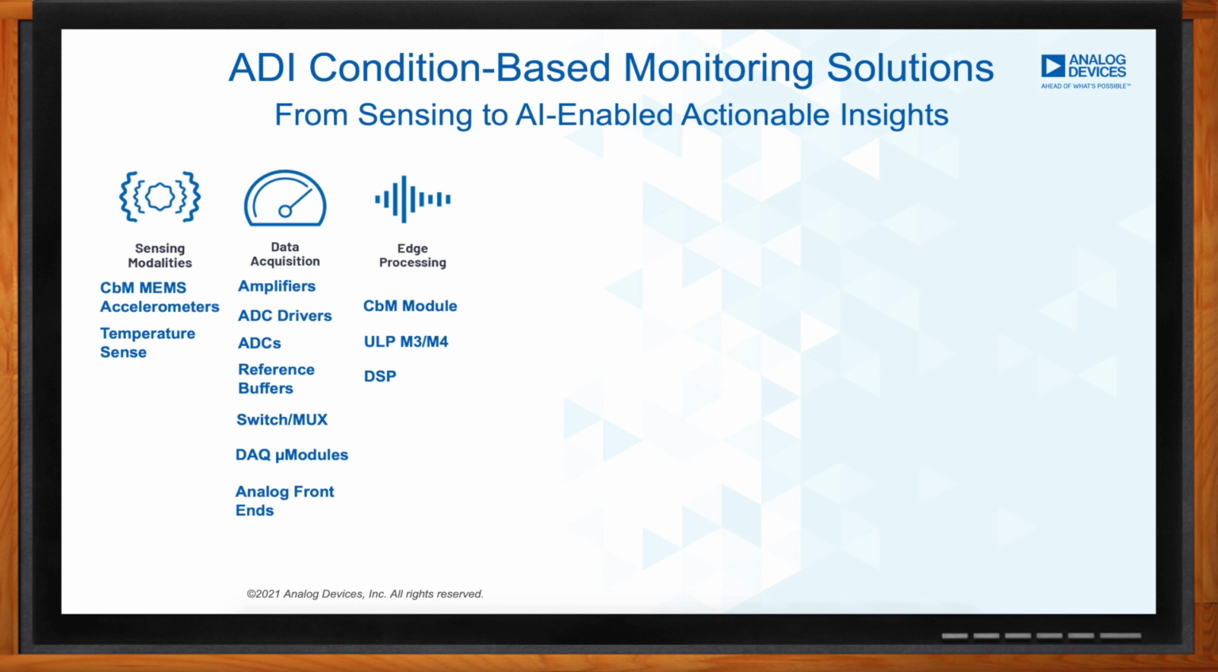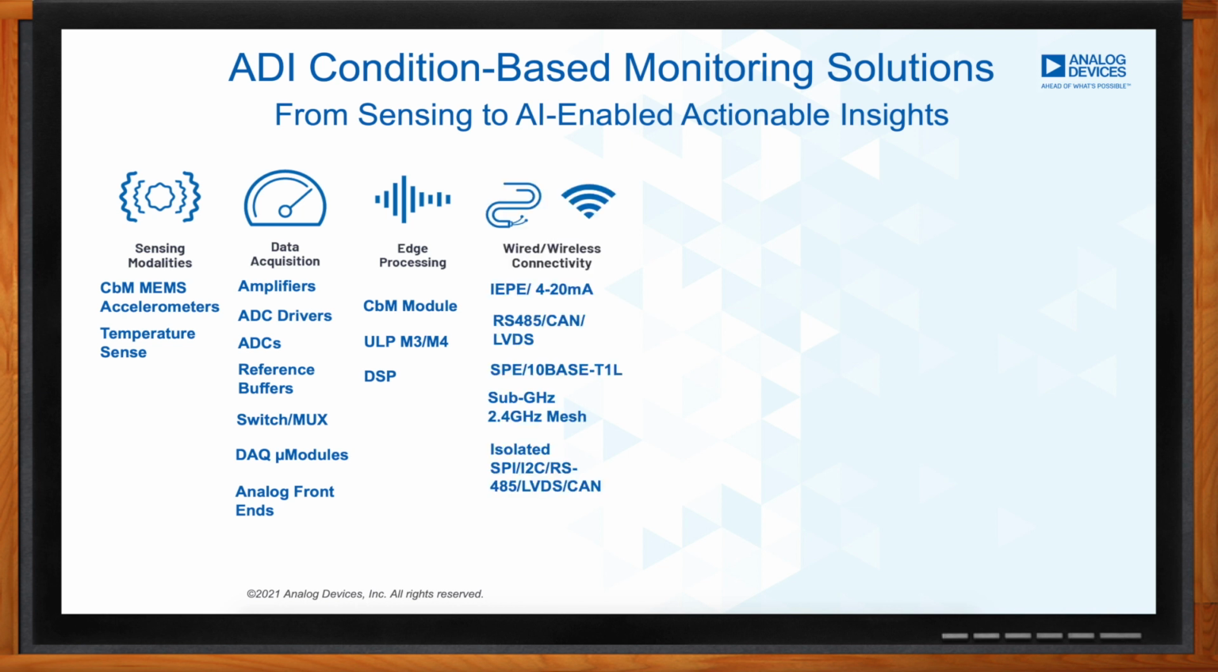There is a wide range of various wired and wireless connectivities. For example, on the wired side, we have IEPE or 4 to 20 milliamp, RS-485, CAN, LVDS, and new single pair Ethernet technologies like 10BASE-T1L that can provide both power and data on a single twisted pair cable. We also have isolated transceivers. And then on the wireless side, we have sub-gigahertz, 2.4 gigahertz SmartMesh technology.